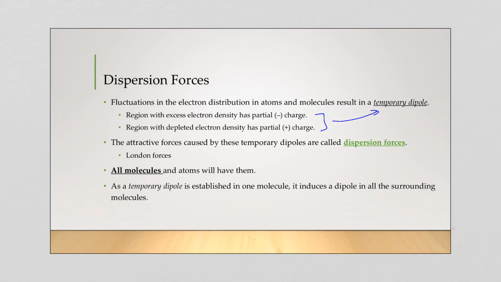Now, the way they work is that one molecule develops a temporary dipole, and then it causes what you might think of as a chain reaction or a cascade, where it induces a temporary dipole to form in the surrounding molecules. And that gives you these connections or attractions, which we call dispersion forces. So let's look at some pictures to see if we can do a better job of explaining this.